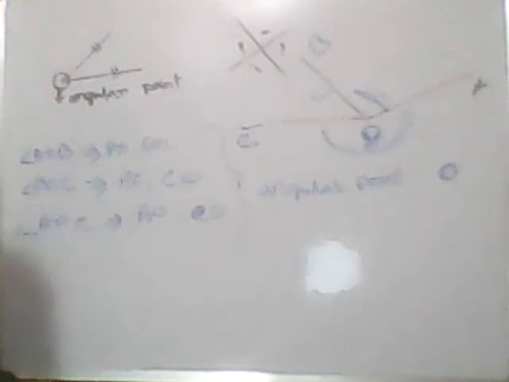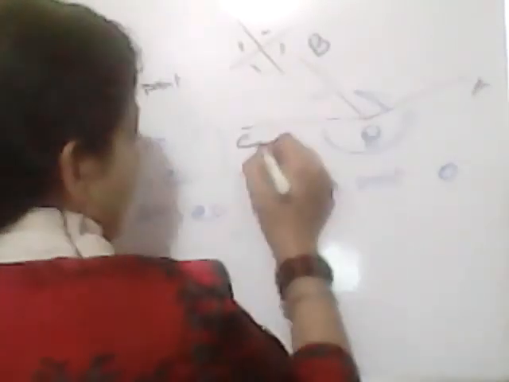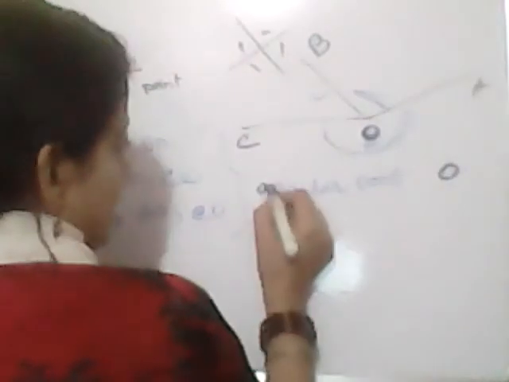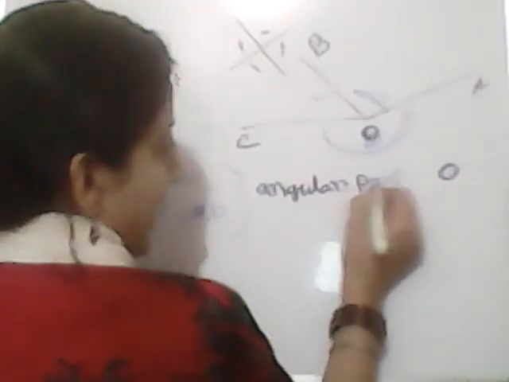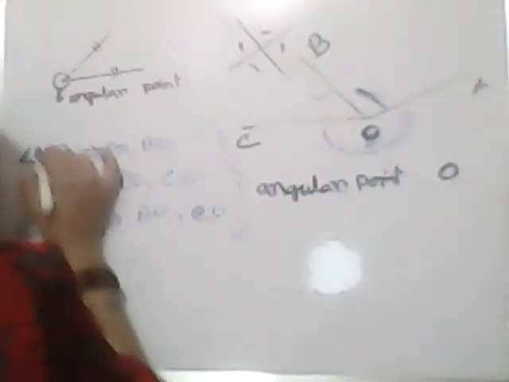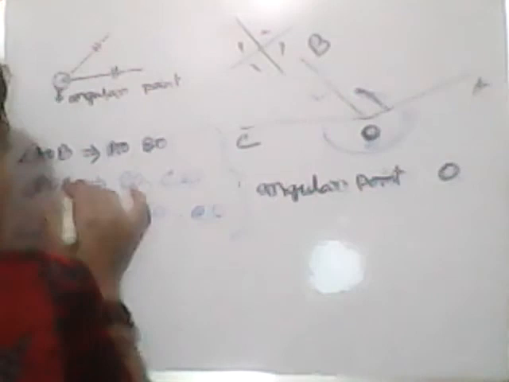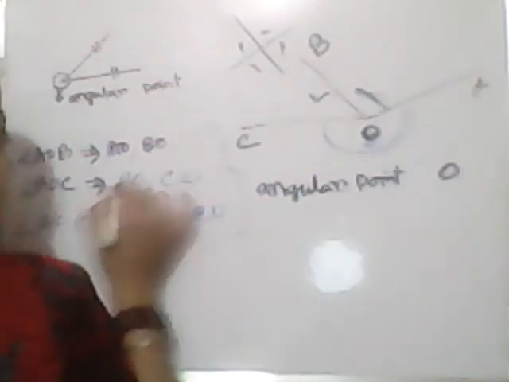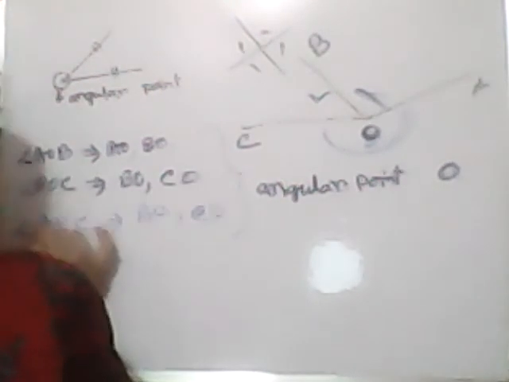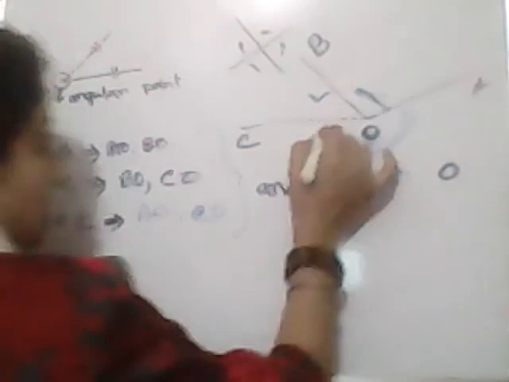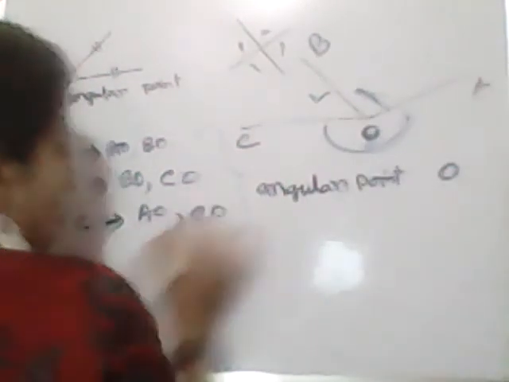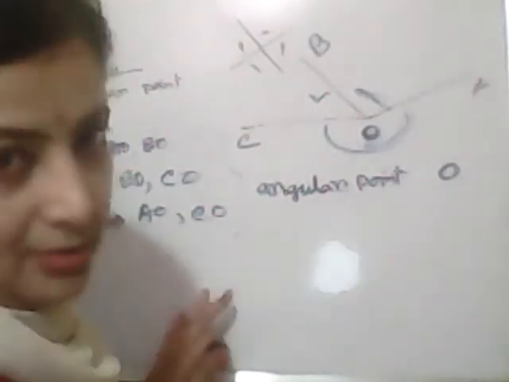So in this case, though the angular point is O for all these three angles, yet the first angle AOB, with arms AO and BO, is different from the second angle BOC, because it is BO and CO, and it's different from the third angle also, that is AOC, where it is AO and CO. That's why, as the segments are different for the three angles, these three angles are different in position and in measurement also.